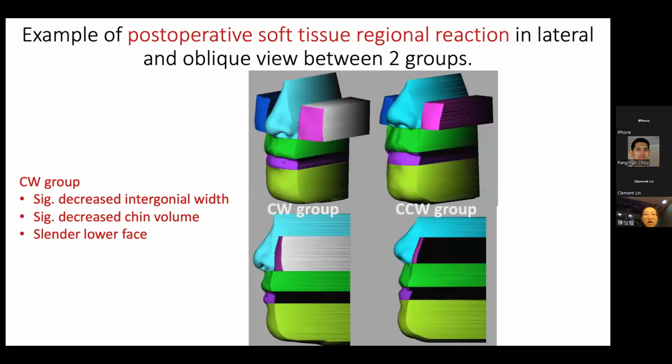So this is the example of the postoperative 3D volumetric changes in oblique view between two groups. The left side is the clockwise group and the right side is the counterclockwise group. So we can see the direct view of the counterclockwise with a significant decrease of intergonial width, significant decrease of chin volume, and slender lower face.